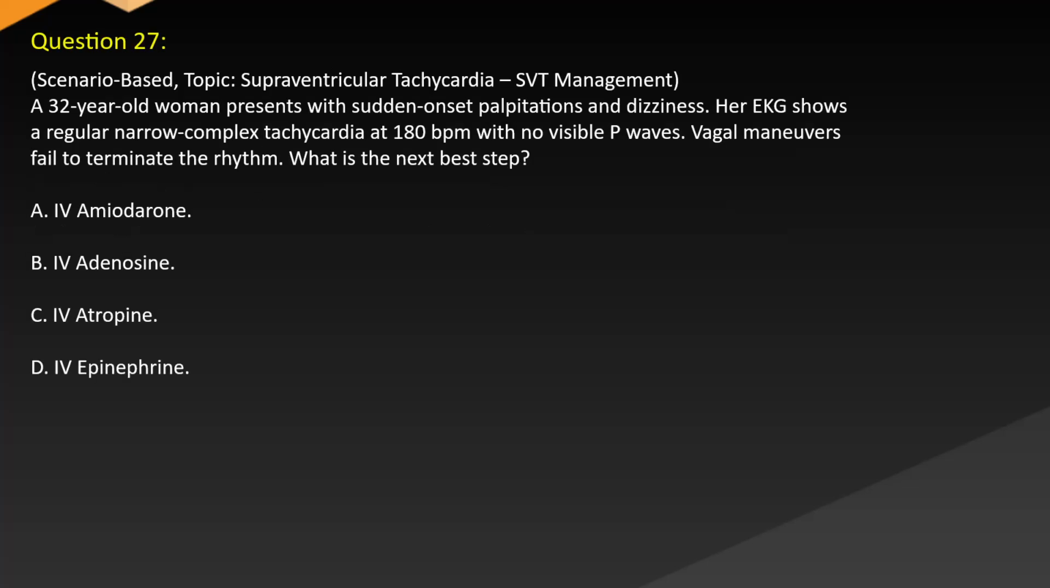Question 27. Scenario-based. Topic: supraventricular tachycardia. SVT management. A 32-year-old woman presents with sudden onset palpitations and dizziness. Her EKG shows regular narrow complex tachycardia, 180 bpm with no visible P waves. Vagal maneuvers fail to terminate the rhythm. What is the next best step? A. Amiodarone. B. Adenosine. C. Atropine. D. Epinephrine.